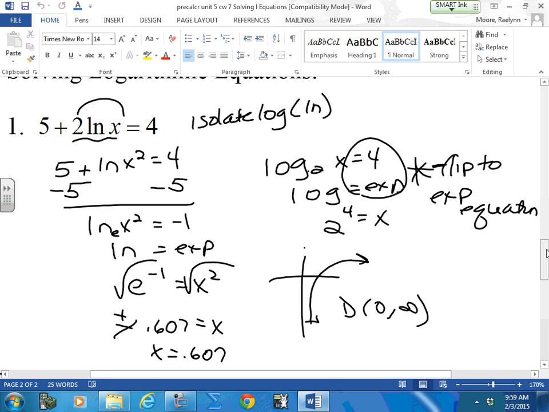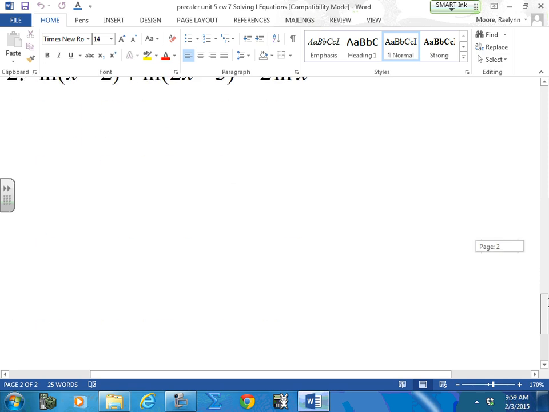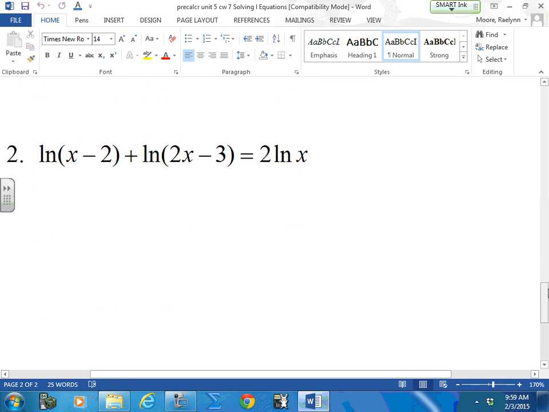Okay, we got one more to try here. One more type that you're going to see. Kind of have logs all over the place. So your goal is to get it to be log equals log, whether it says log or ln, it doesn't matter. It works the same. First thing, look for anything in front of your ln. There's a 2. Where does that go? Exponent. Good. Remember backing out of your equations?